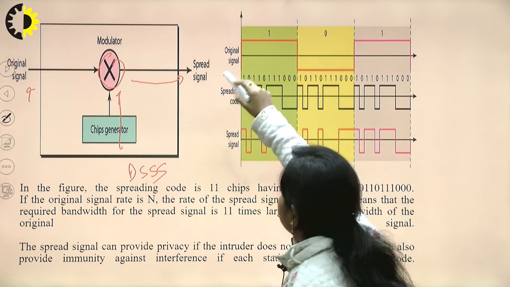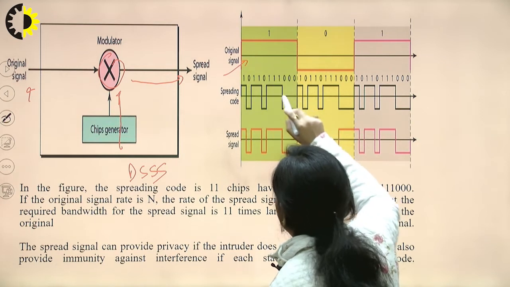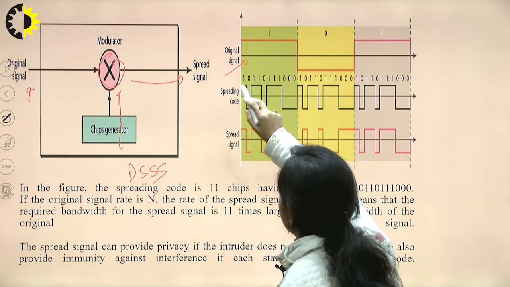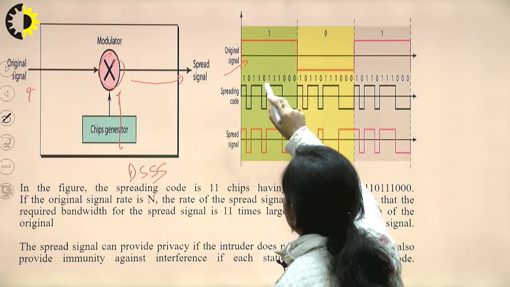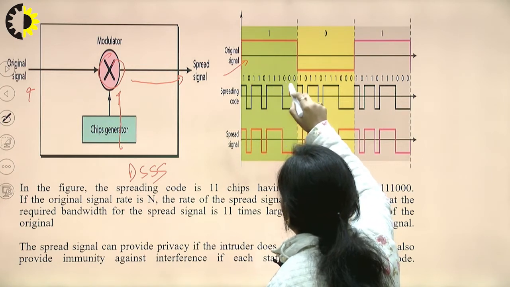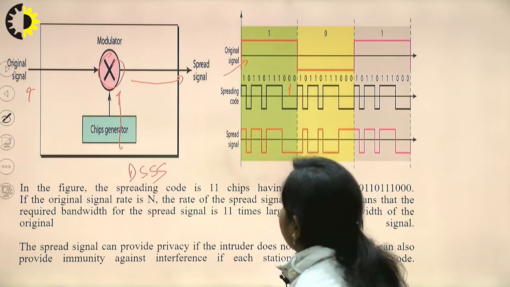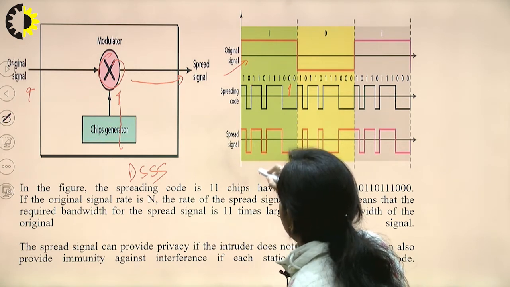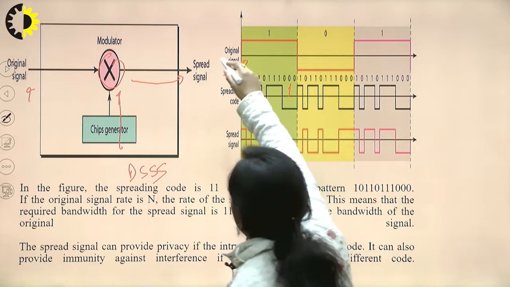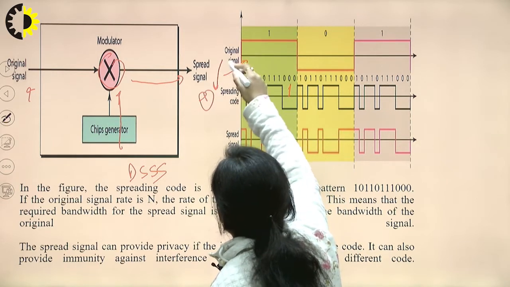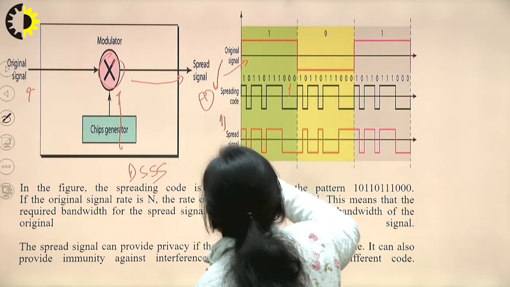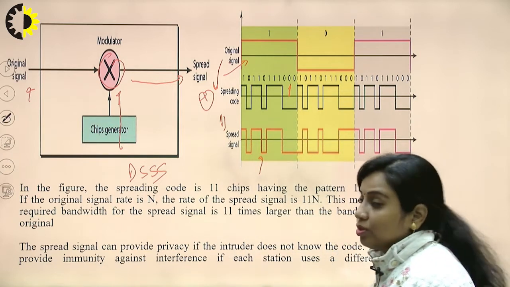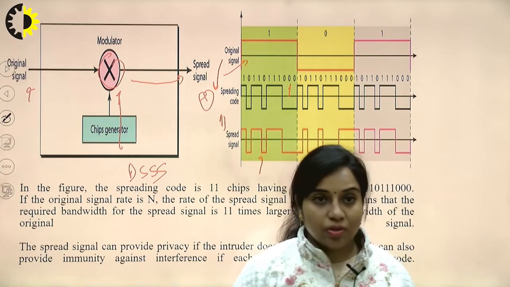You can see that this is the original data and this is the bit rate. In one bit you have transmitted 11 chips, 1, 2, up to 11. So you are considering 11 bits as a spreading code corresponding to the 1 bit of original data, and this will be the spread signal. Basically you have applied a modulo 2 addition between these two and you get the spread signal as an output. So this is the direct sequence spread spectrum technique.